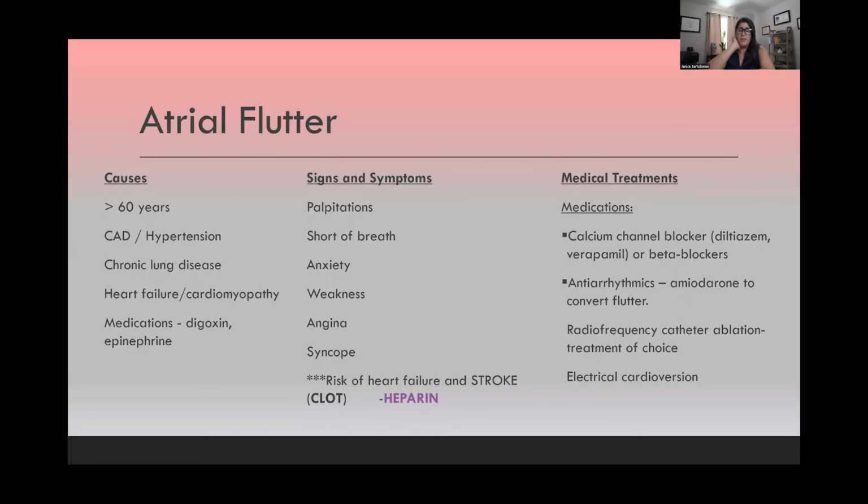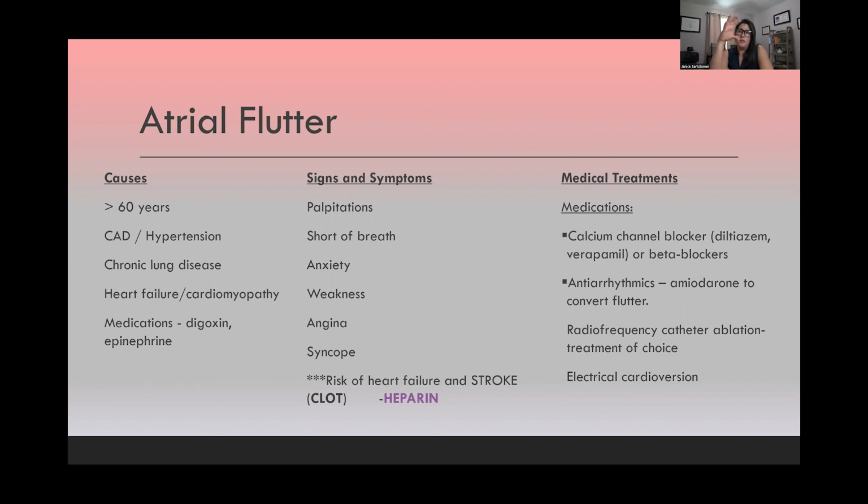Some of the causes could be just age, coronary artery disease, lung disease, heart failure, and some medications. The signs and symptoms: palpitation, shortness of breath. If you notice, they keep repeating. But our concern with a flutter is the risk for stroke. Not only heart failure, but also stroke due to clots.